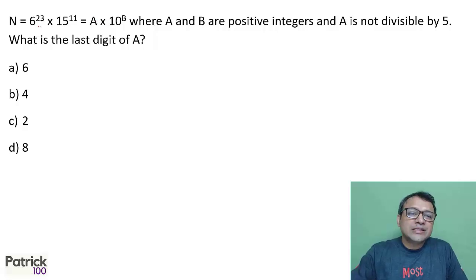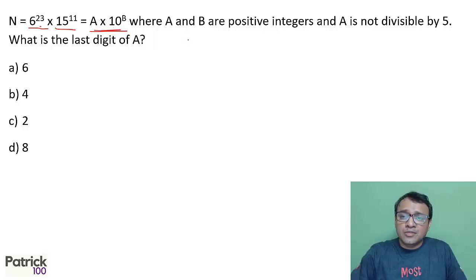So we have N as 6^23 times 15^11, which you have to convert to the form A into 10 raised to B. And A is not a multiple of 5, so there should be no 5 in A. So all the 5s should be in 10 raised to B. So let's break it up.